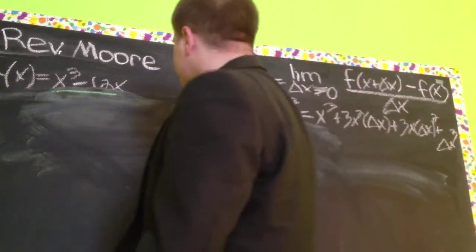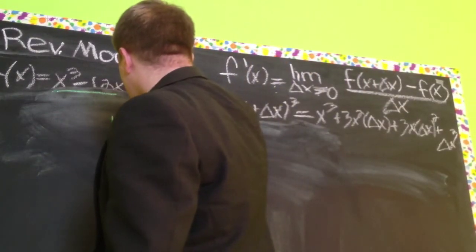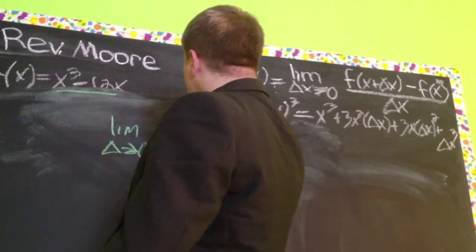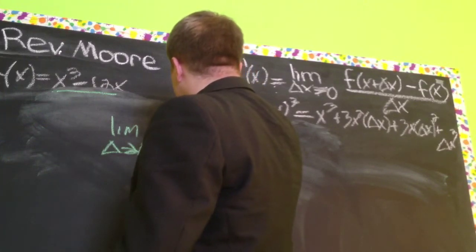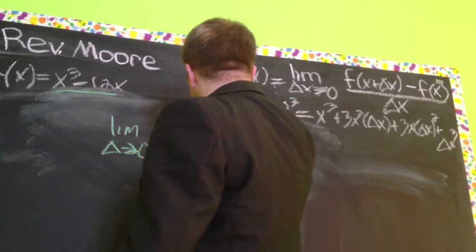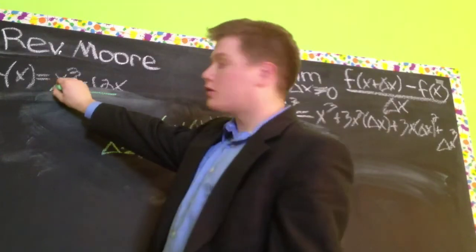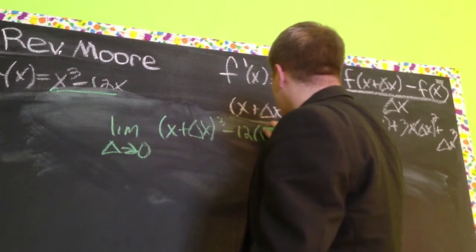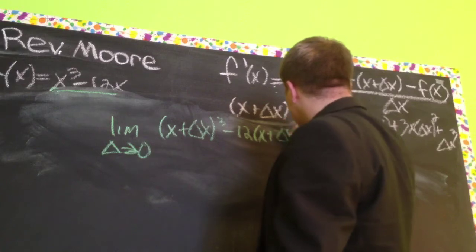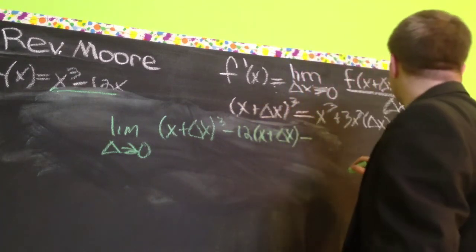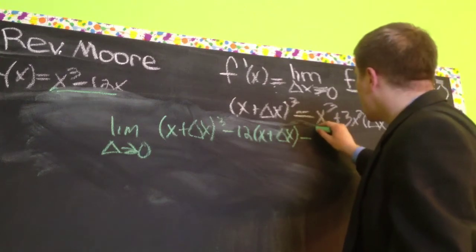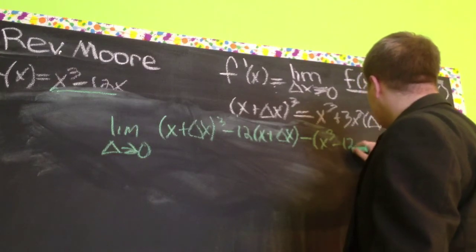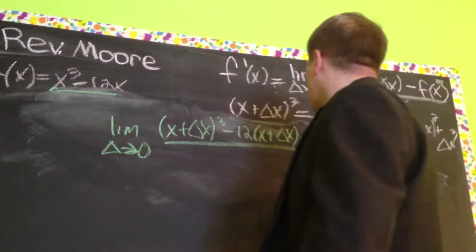Now we have the limit as delta x approaches 0 of x plus delta x cubed, which is this right here, minus 12 times x plus delta x, minus the original function, which is x cubed minus 12x. Of course, we're going to divide that all by delta x.